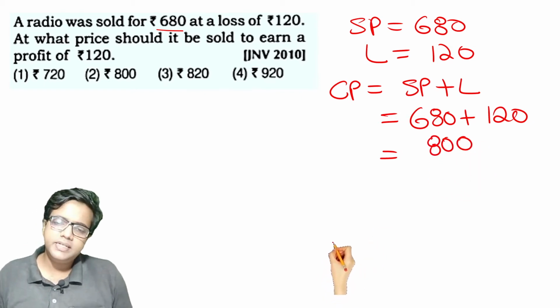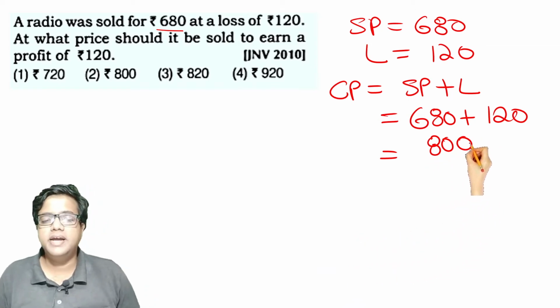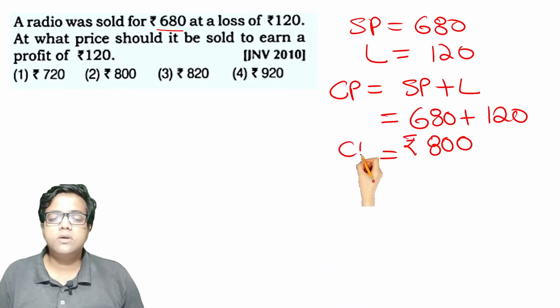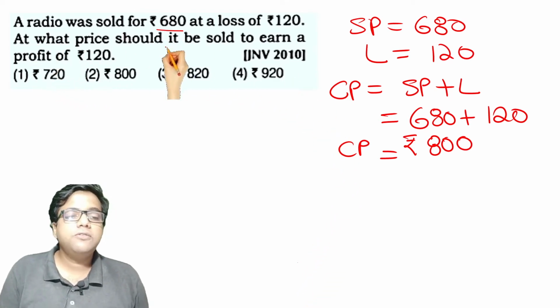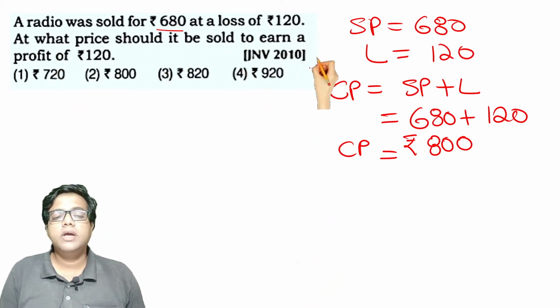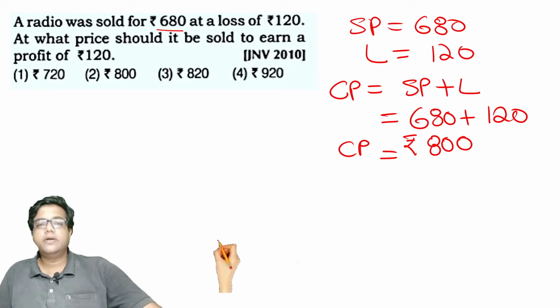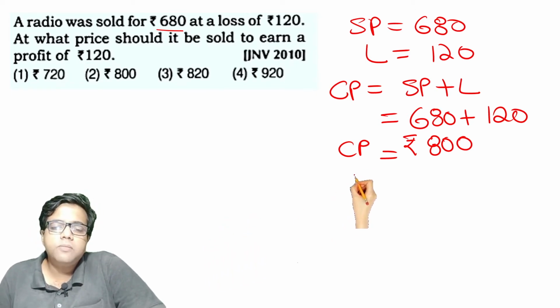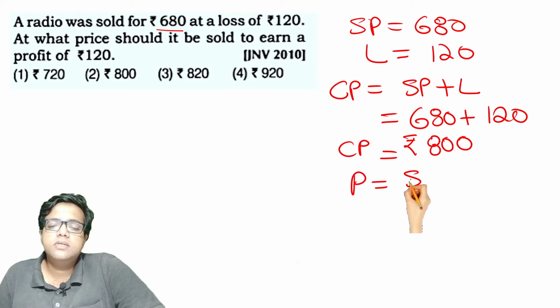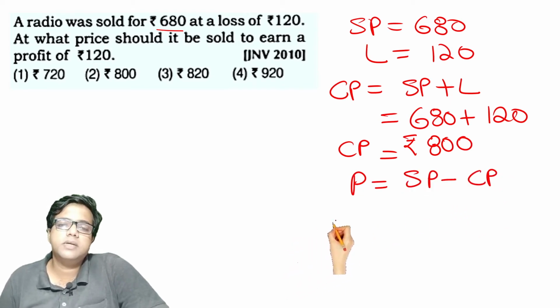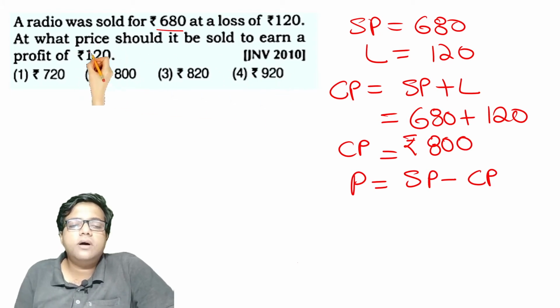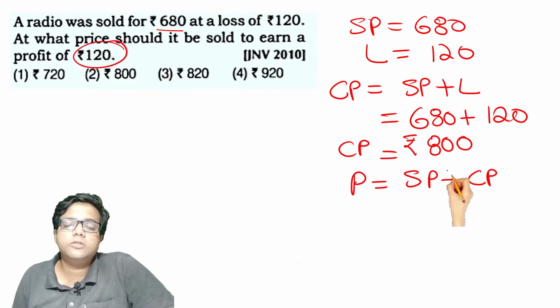Will it give you 800? Yes, it will give you 800 rupees. So the cost price of the radio is 800 rupees. Now they are telling us at what price should it be sold in order to earn a profit of 120. What is the formula for profit? Profit is equal to selling price minus cost price. Now they're saying we need to earn a profit of 120 rupees. So what should be the selling price?